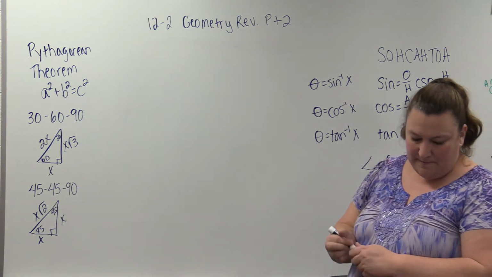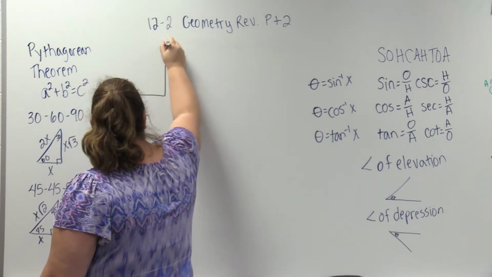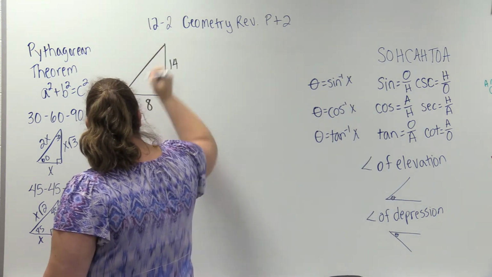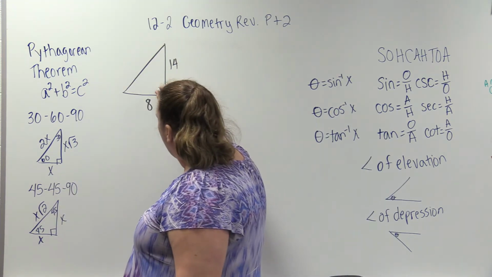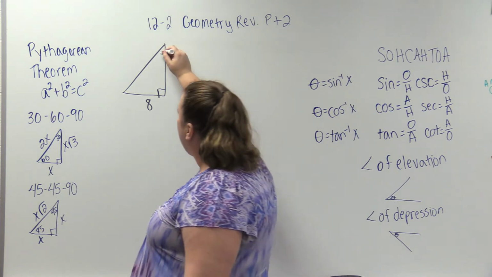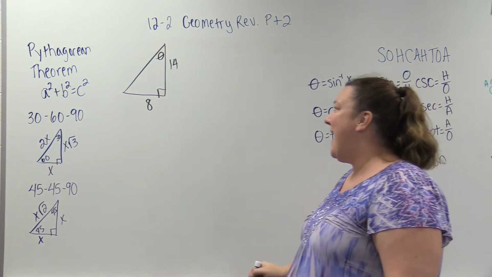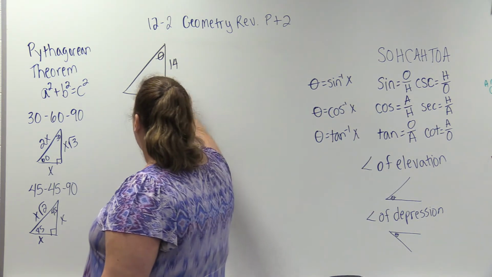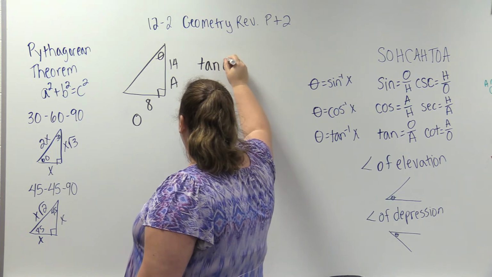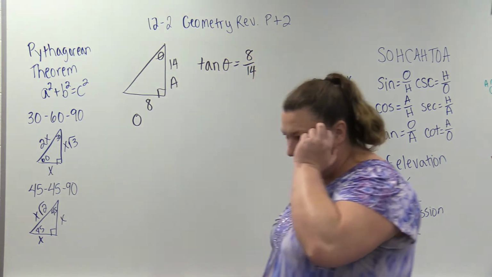Now on some angles. 5, 8, and 14. And I am looking at this angle right here. In relationship to theta, I have opposite and adjacent, which is tangent. So the tangent of theta equals 8 over 14.